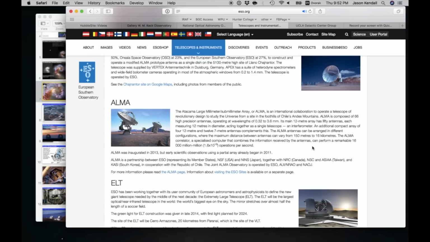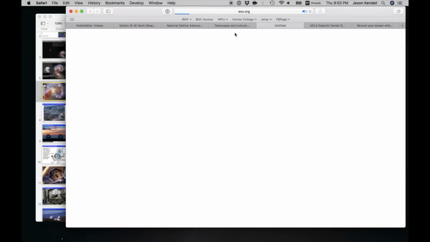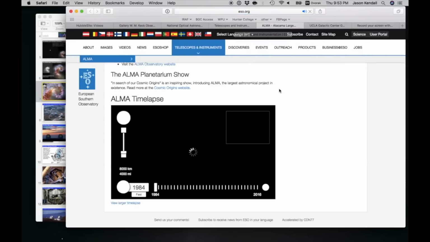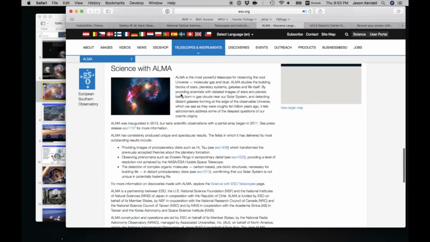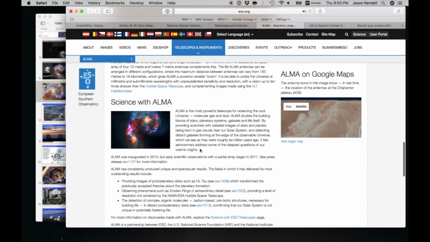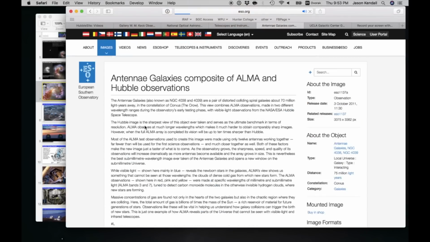Each of these 12-meter radio telescopes are out in high deserts, and they put themselves together to make amazing images. The goal with the ALMA array is, let's just take a look at that real quick, because we're going to eventually get to it. The ALMA array has a number of amazing things that go with it. Most notably, the science that it gets is with the cooled universe, molecular gas and dust, and looking at the formation of, there's the Antennae again.